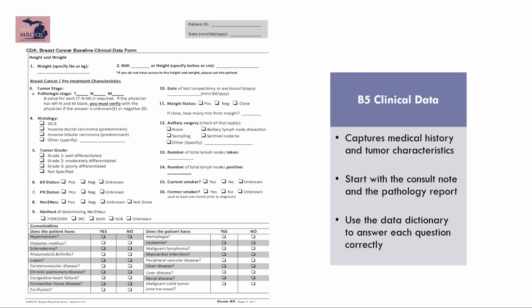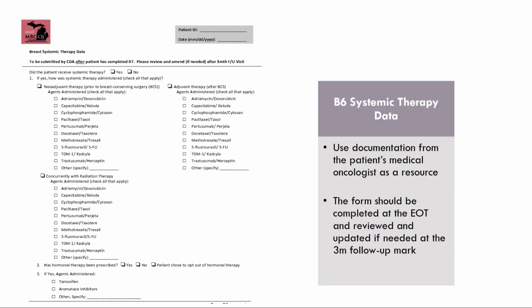The B5 clinical data form captures medical history and tumor characteristics on the patient. You are encouraged to start with the consult note and then pathology to answer the questions. There's also a data dictionary that goes along with this form.